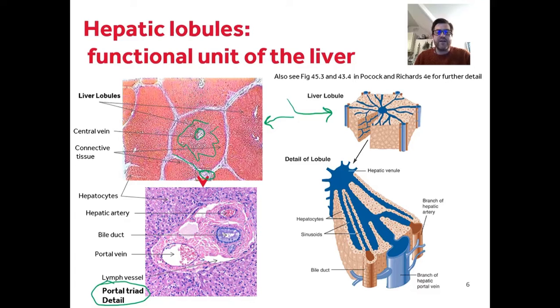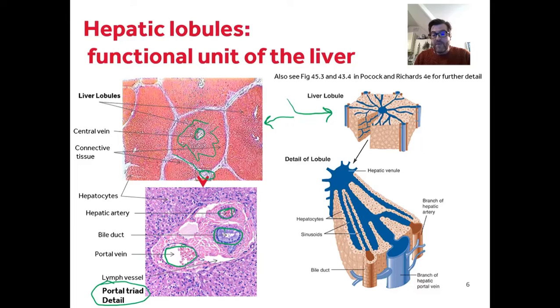Okay, and to give a little bit more detail of the portal triad, this is where we have the hepatic artery, labeled here, the portal vein, which is much larger, and we can also see the bile duct, which is removing products from the liver.